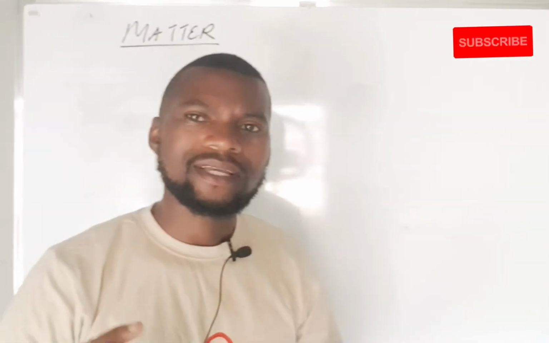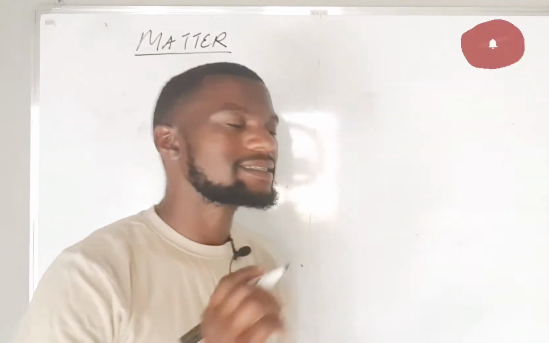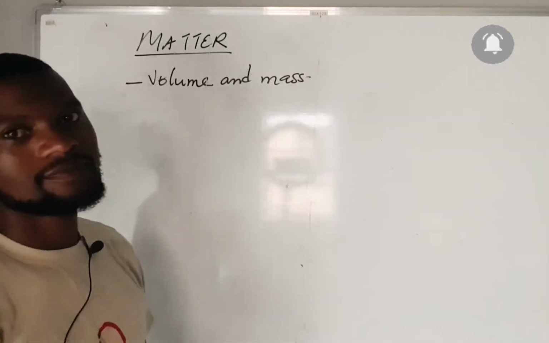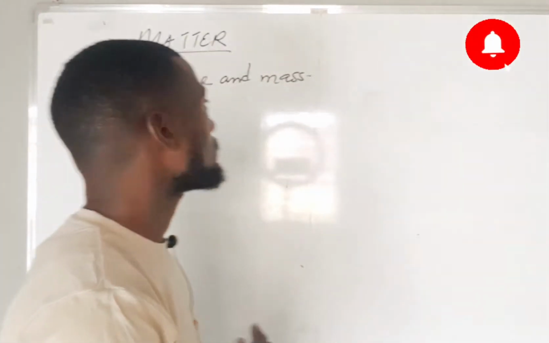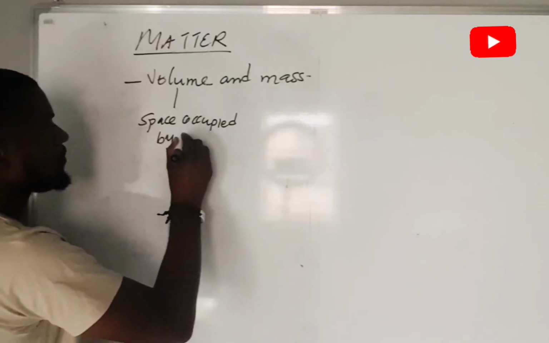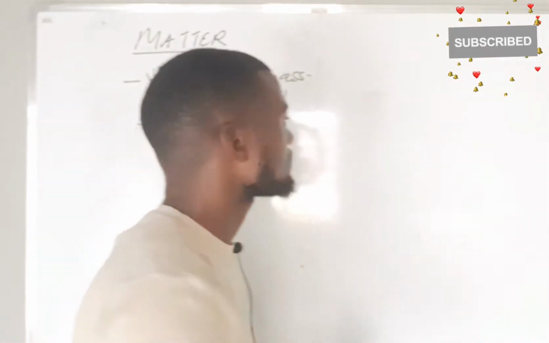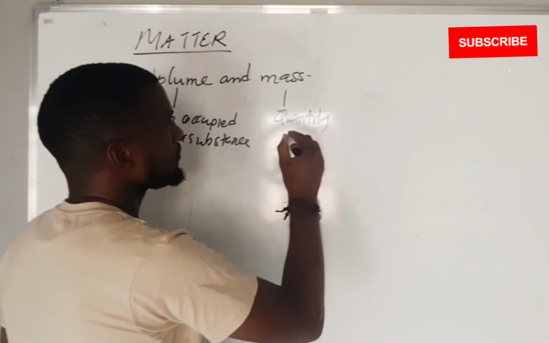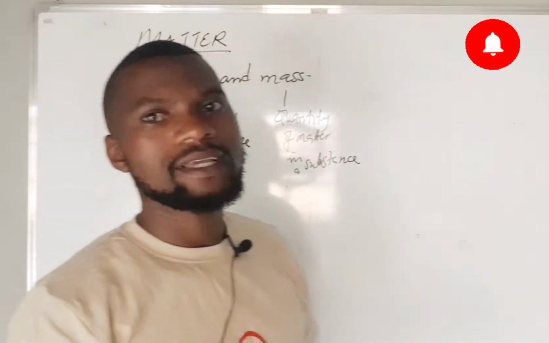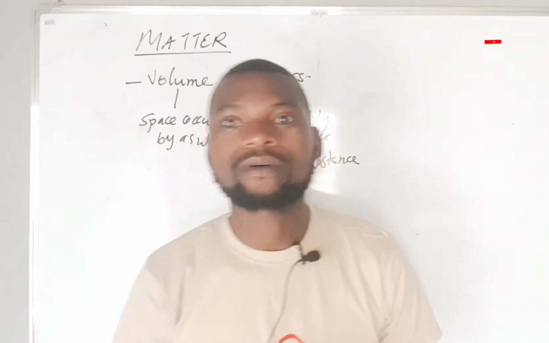Okay, so matter. We are saying matter is any substance that has volume and mass. When we break down these two terms, you'll find that volume is just the space occupied by a substance. Then mass is the quantity of matter in a substance. So we're saying matter is any substance that has got volume and has a mass. That is what we call matter.